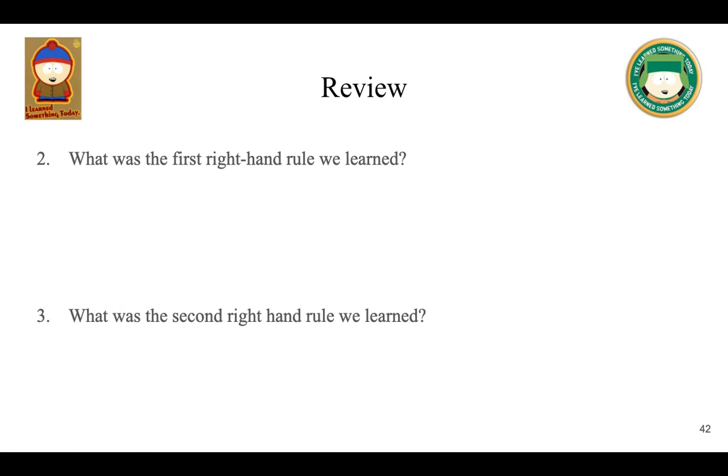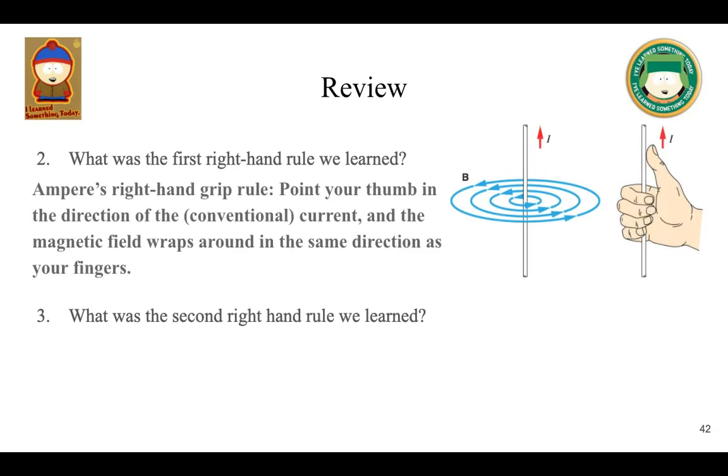So what was the first right-hand rule that we learned? Not the one we learned today, the one we learned last time. That was Ampere's right-hand grip rule. If you've got a current going through a wire, grab the wire such that your thumb is going in the direction of the current, and then the magnetic field caused by that current will wrap around the wire in the same way that your fingers wrap around your fist. You have to use the right hand for this.